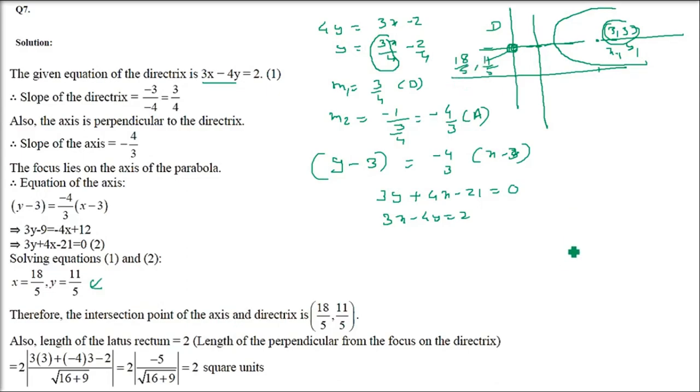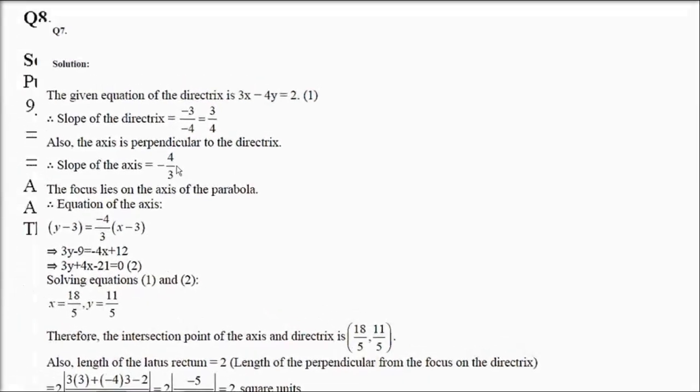What is the length of the latus rectum? We have already seen that. The length of the latus rectum is twice the length of the perpendicular from the focus to the directrix. From the focus, draw a perpendicular to the directrix. From (3, 3), we need to draw it here on the directrix. Just twice it, multiplied by 2. So 3x minus 4y minus 2 equals 0, and just put in (3, 3): 3 into 3 minus 4 into 3 minus 2, by under root 3 square plus 4 square. This will come.